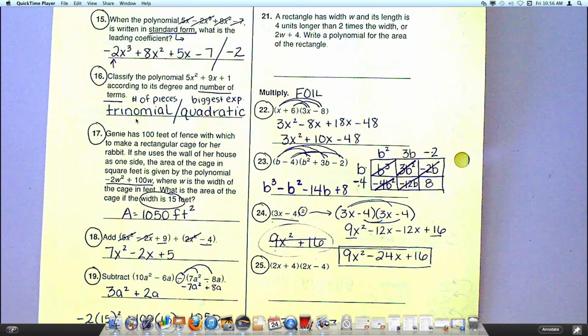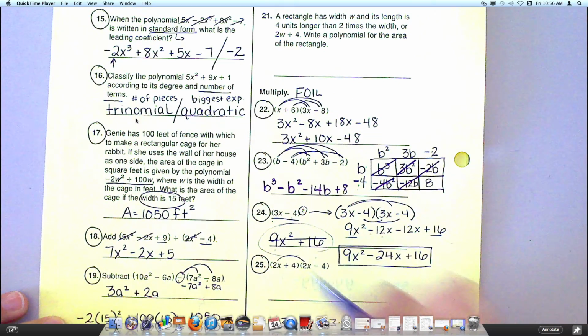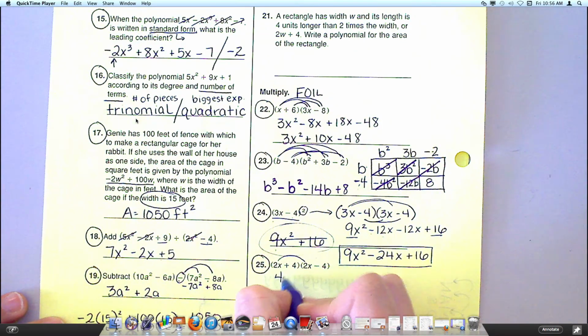Tyler, what'd you get as an answer? Still working on it. Okay, talk it through with me. What would you multiply first, if you were doing FOIL? Somebody get him started. First I would multiply. Trevor? You multiply 2x and 2x. Okay, 2x and 2x, which makes 4x squared.